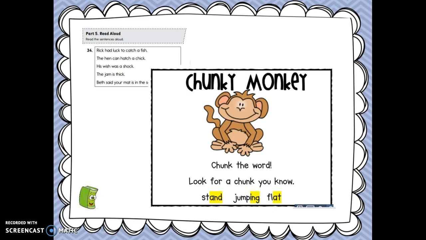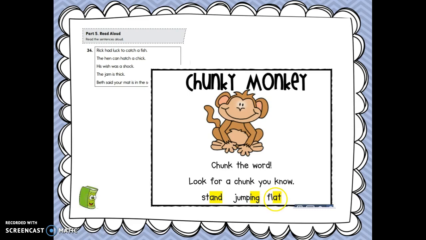In this next example, here is a sound that they remembered. You might remember that the ing, what does it sound like, friends? The ing sounds like ing. Good job if you remembered ing. Alright, so that is a chunk of this word that we can read right away, ing. And the word is jump, ing, jumping.